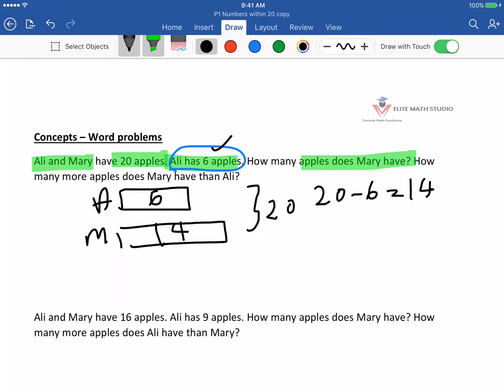Next question. How many more apples does Mary have than Ali? So we are talking about which component here. We're trying to find the difference right here.